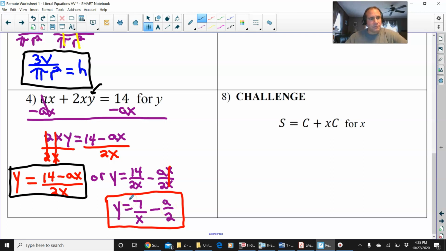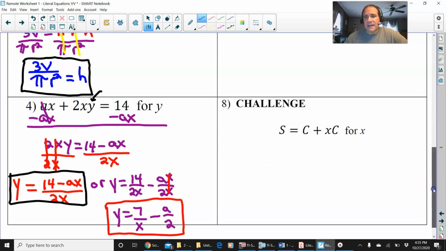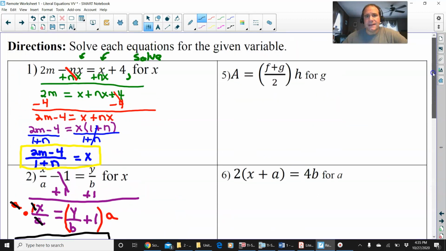All right, another difficult question. Let's go back up and talk about number 5. If you want to press pause, try the problem now, you can press pause. So this is A equals f plus g over 2, all times h. You have to solve for g. So you have to get in there somehow into g. The first thing I see is that I want to get rid of this h. It's being multiplied, so what do we do?